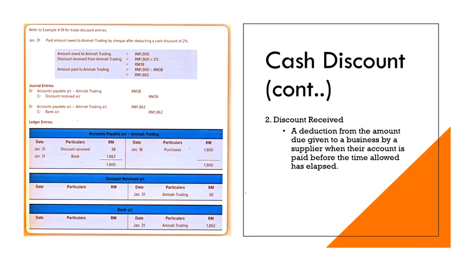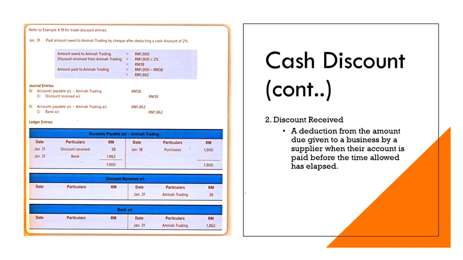So next, we are going to look at the discount receipt. Discount receipt is a deduction from the amount due given to a business by a supplier when their account is paid before the time allowed has elapsed. That is discount receipt. Okay, the keyword here you must remember is that discount receipt is from the supplier. So when it is from a supplier, it will affect your purchase account.